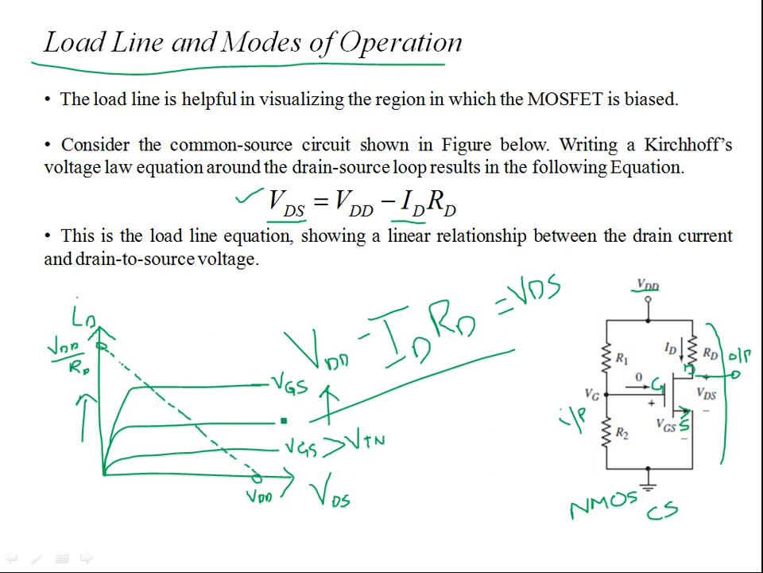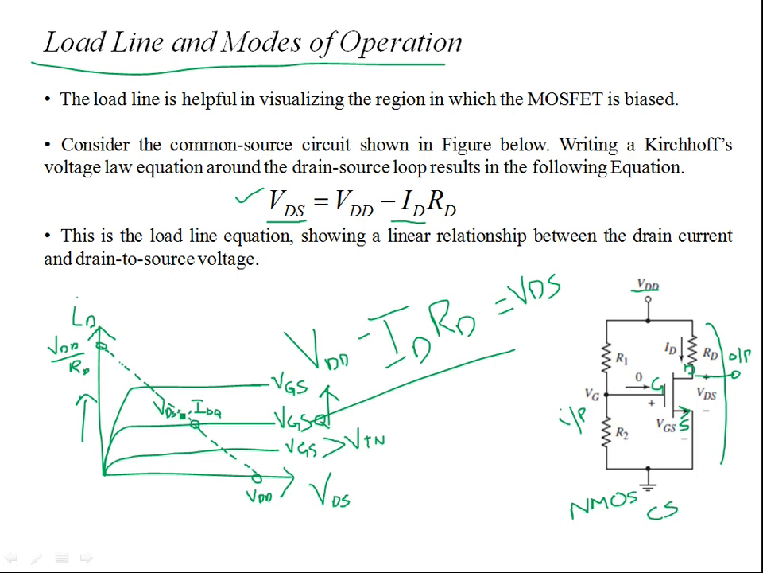For a given VGS, let's call this VGS Q, where the transistor is biased, your Q point is defined as the intersection between the DC load line and your IV characteristics. So this point is your Q point, and you call this IDQ. Then you have another parameter associated with this point, that is your VDSQ. That's the point where the transistor is biased.